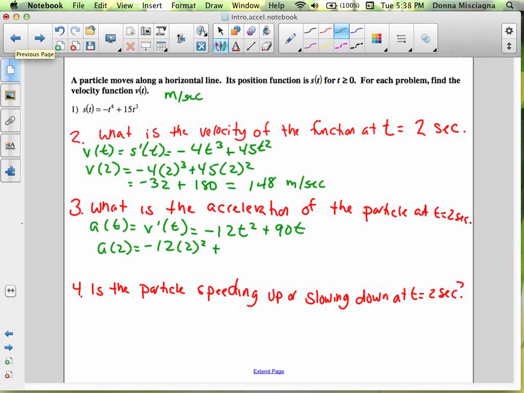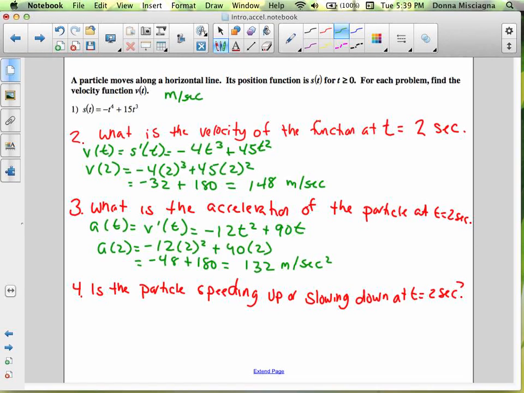Negative 12 times 2 squared plus 90 times 2. That would be 4 times negative 12. That's going to be negative 48 plus 180. And so that's going to be 132. And this would be meters per second squared, because that looks nicer than, you're not wrong to say meters per second, but I think it's just a little easier to say meters per second squared. And so we can see we have positive acceleration.